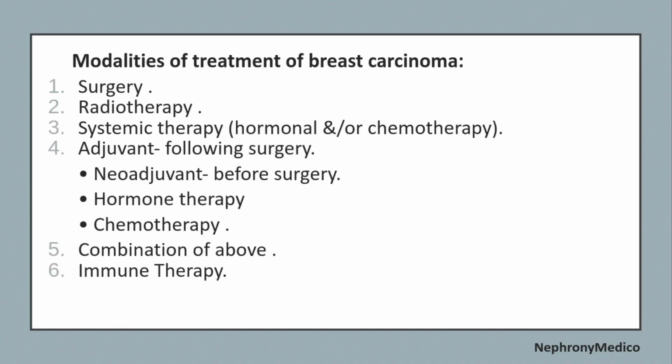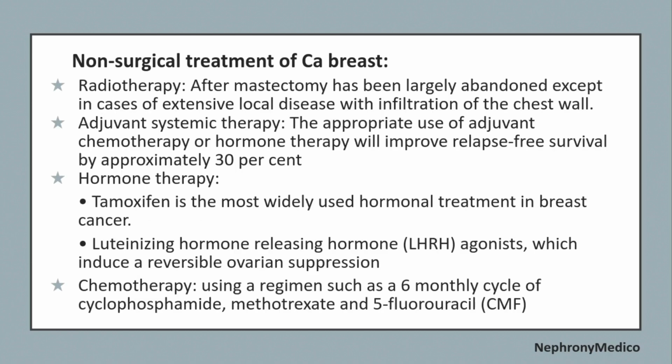Now, modalities of treatment of breast carcinoma. It may be surgery, radiotherapy, systemic therapy, adjuvant following surgery, neoadjuvant before surgery, hormone therapy, chemotherapy, or a combination, as well as immunotherapy. Non-surgical treatment of carcinoma of the breast includes radiotherapy, adjuvant systemic therapy, hormone therapy by tamoxifen and luteinizing hormone-releasing hormone agonist, which induces reversible ovarian suppression. Chemotherapy uses a regimen of 6 monthly cycles of cyclophosphamide, methotrexate, and 5-fluorouracil.